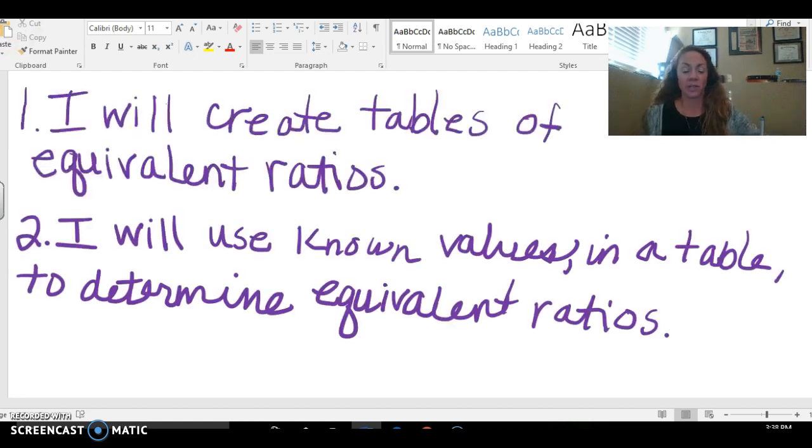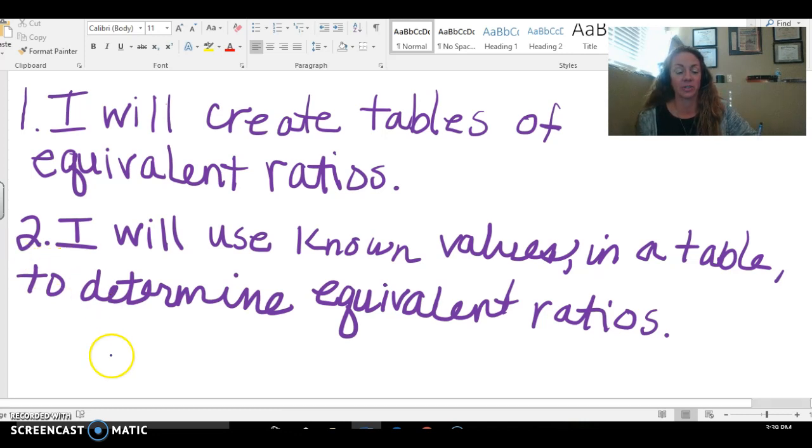So there you go. Learning goal number 1, I will create tables of equivalent ratios. And number 2, I will use known values in a table to determine equivalent ratios. Make sure that you pause the video so that you have time to write these two learning goals in your notes.